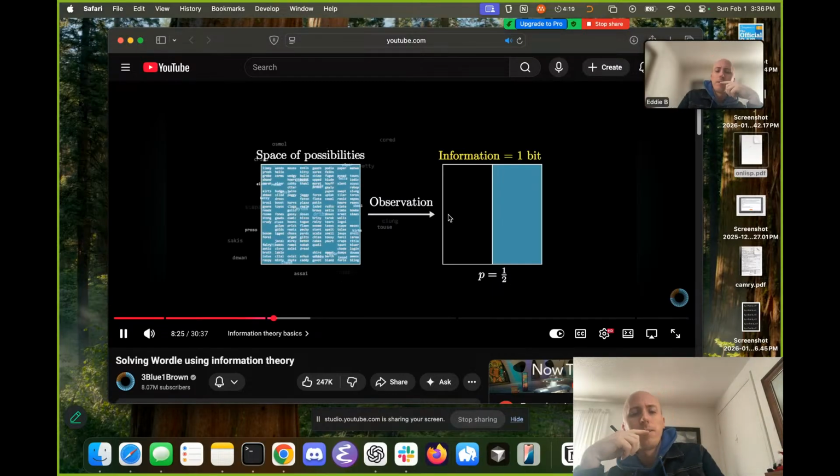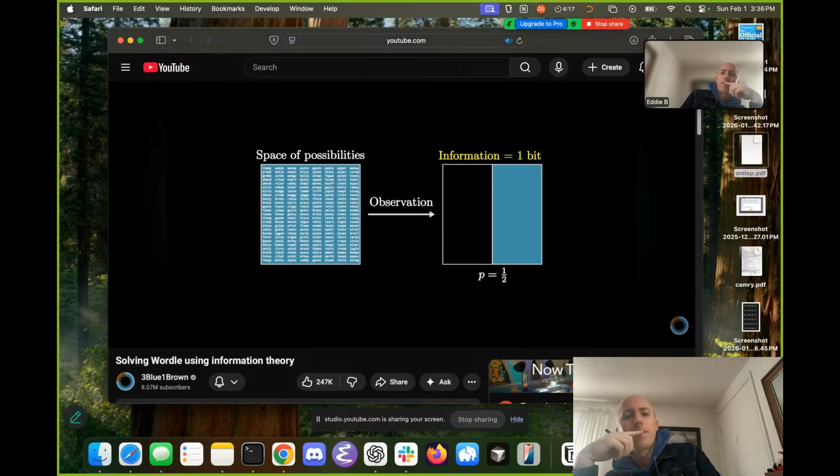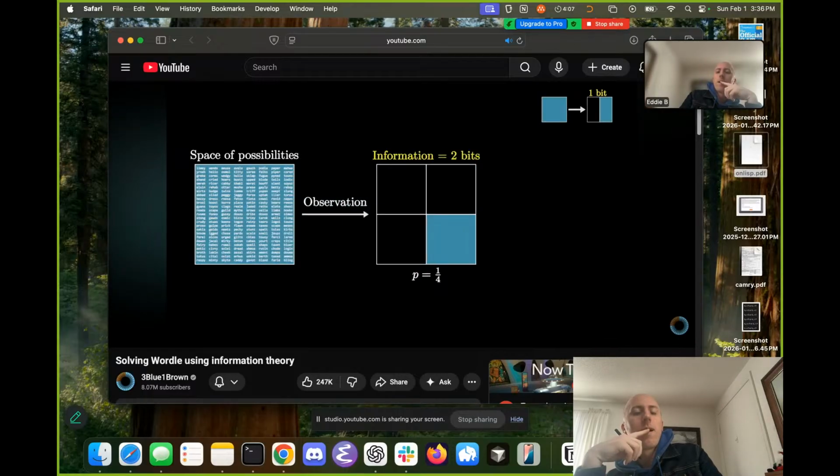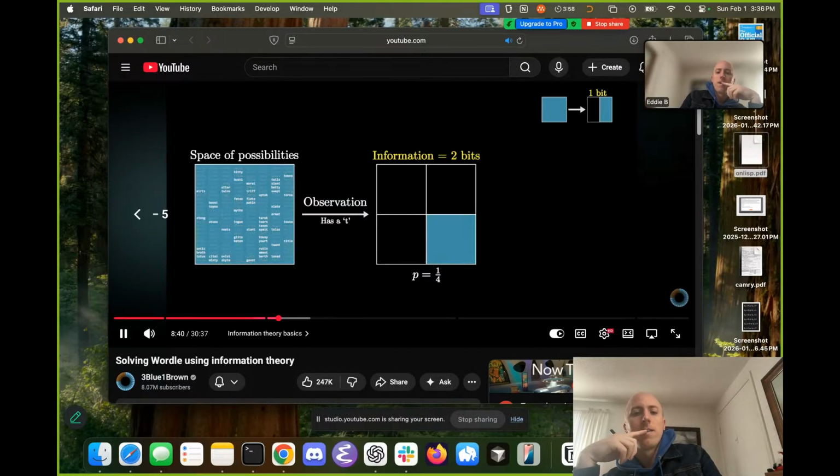In our example, the space of possibilities is all possible words, and it turns out about half of the 5-letter words have an S, a little less than that, but about half. So that observation would give you 1 bit of information. If instead a new fact chops down that space of possibilities by a factor of 4, we say that it has 2 bits of information. For example, it turns out about a quarter of these words have a T.